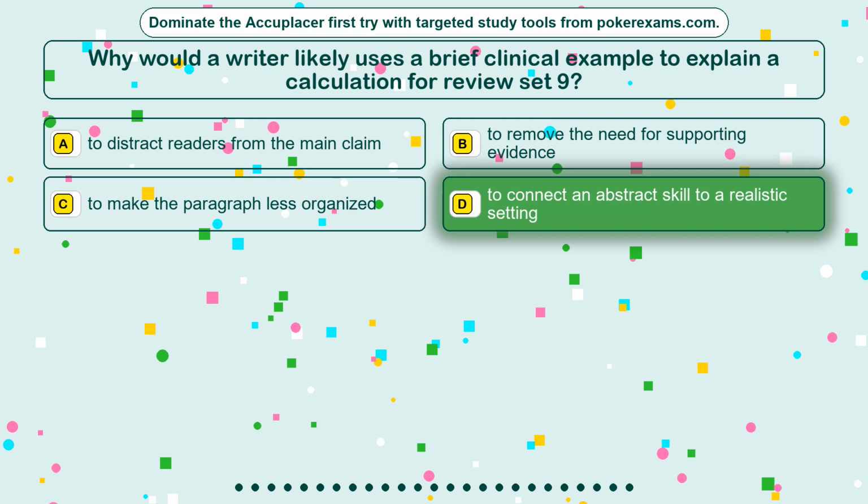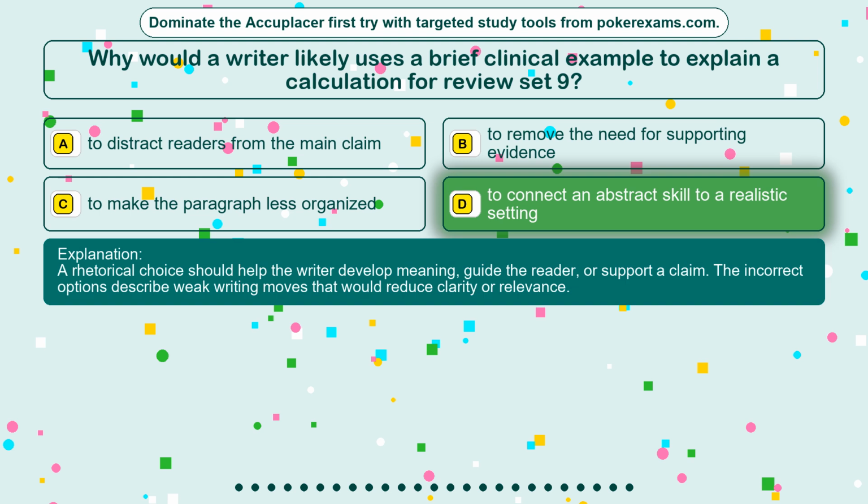The correct answer is option D, to connect an abstract skill to a realistic setting. A rhetorical choice should help the writer develop meaning, guide the reader, or support a claim. The incorrect options describe weak writing moves that would reduce clarity or relevance.